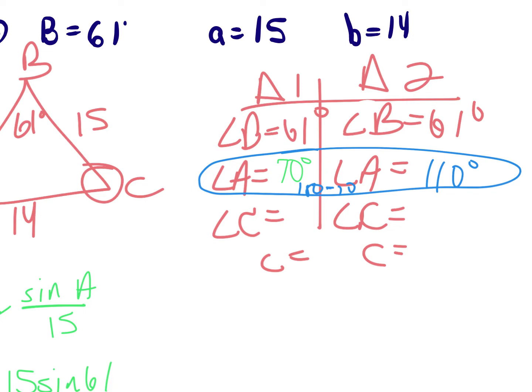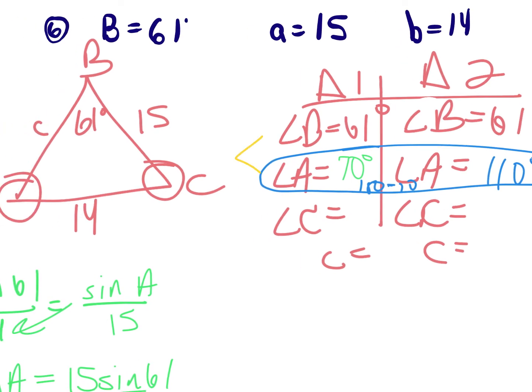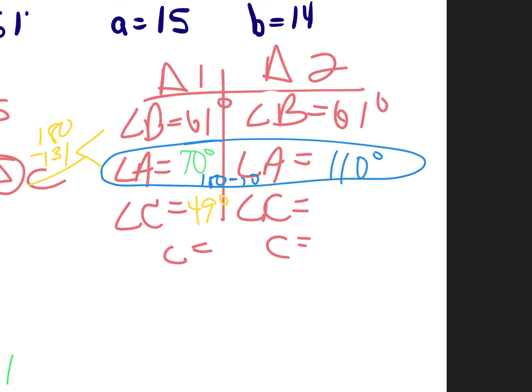I always like to go back to the first and just look. Add A and B. What is 61 plus 70? 131. So I'm going to have 180 minus 131. How many degrees are left over for my angle C? 49. Okay, perfect. Now I'm going to come over here. What do I do to see if there's a second triangle present? You add those two as well. Good. What's 110 plus 61?